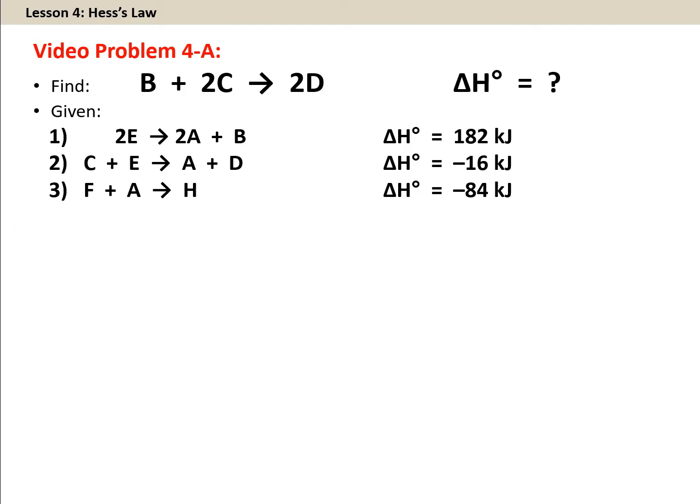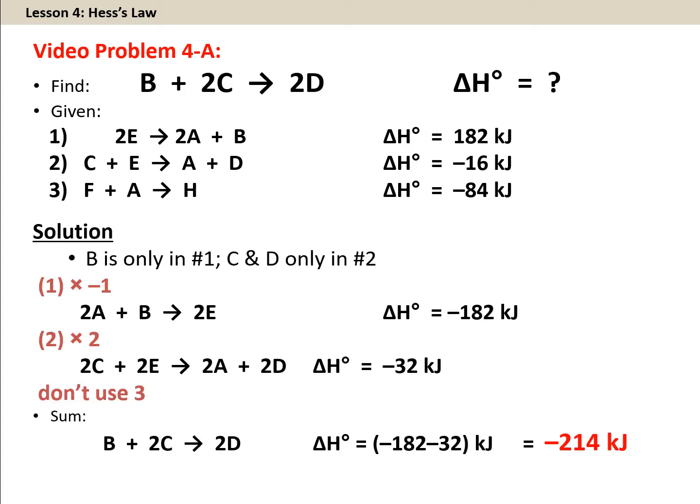All right, so let's look at this solution one more time. First, we identify what is only used once, so B and C, number 1, number 2. Then I manipulate them to get B in the right spot and then C in the right spot. I don't use 3, so I add those up and I get my answer. Notice that the 2A's cancel out. The 2E's cancel out along the way. If they didn't, I may have to do a step to eliminate them like we did in class.